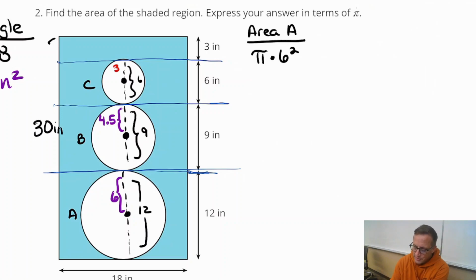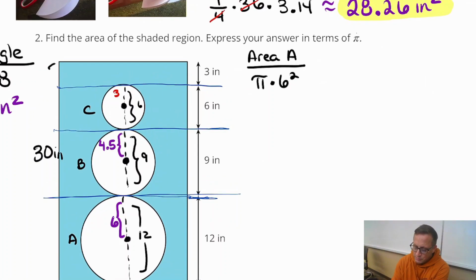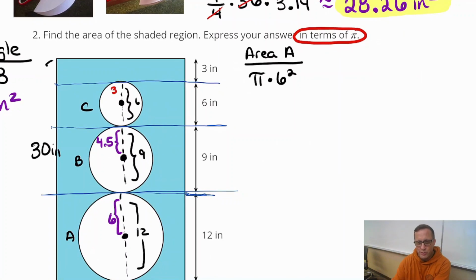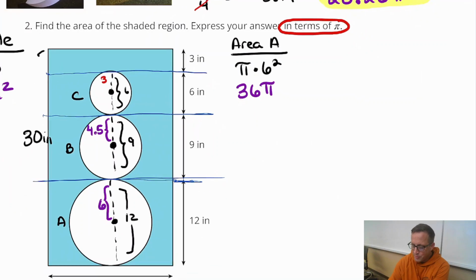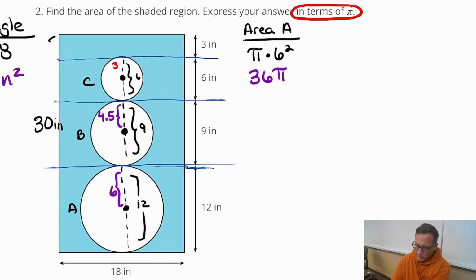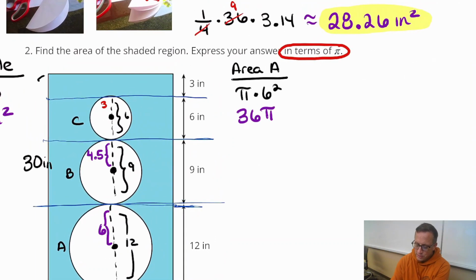Now remember, it reminds you to keep it in terms of pi. So we're not going to do anything with that pi. We're just going to keep that stuck to the number. The number is going to be like a coefficient, and pi is the number we're multiplying by. But 6 squared is 36, so that is 36 pi. It's inches squared, but I'm just worried about the numbers right now. So circle A is 36 pi.